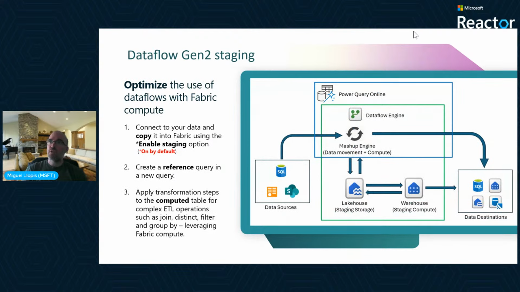Here's a more detailed diagram of what's happening behind the scenes. We are connecting to data sources through the Power Query experience and the underlying mashup engine or M engine that provides data movement and compute capabilities. When leveraging storage, or staging, we're storing your data within OneLake and leveraging Lakehouse and Warehouse for compute capabilities to apply data transformations. And finally, you are configuring output destinations or data destinations where to output the final shape and query results from your transformations.